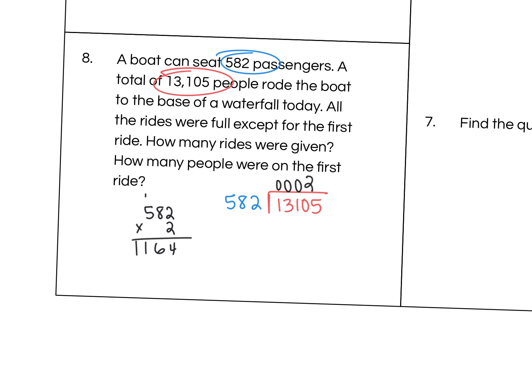So I'm going to put a 2 up here, and I'm going to subtract 1164. And I have 146 left. But what do I need to do? Bring down the 5. I know that 582 times 2 is 1164. I'm trying to get a number close to 1465. If I added another 582 to 1164, it'd be too much again. So again, it can only go in 2 times. And again, I'm going to subtract 1164.